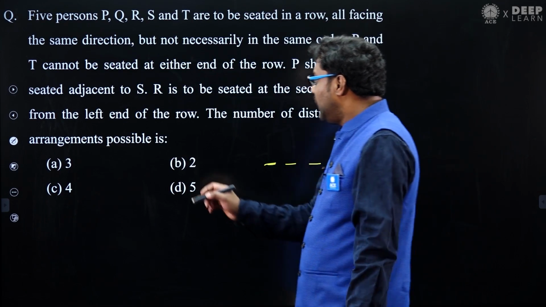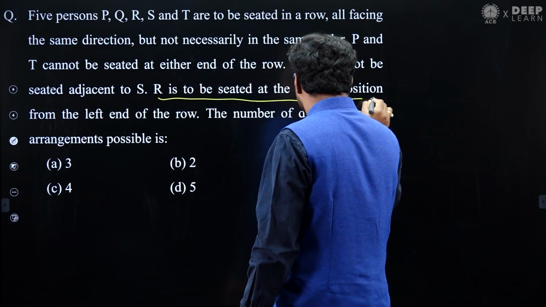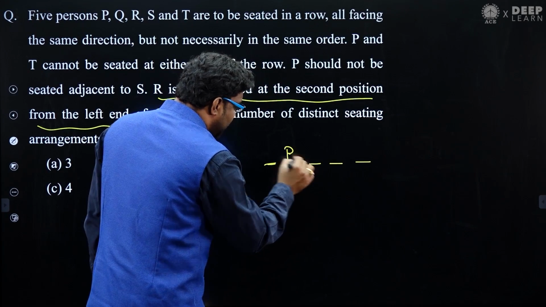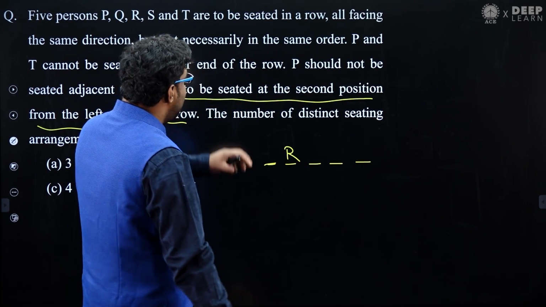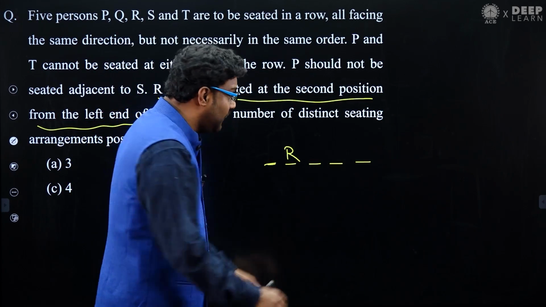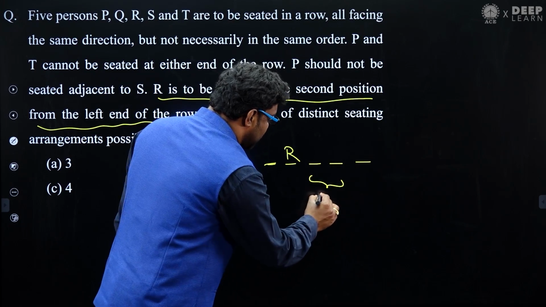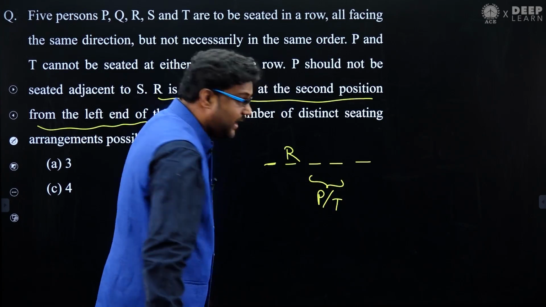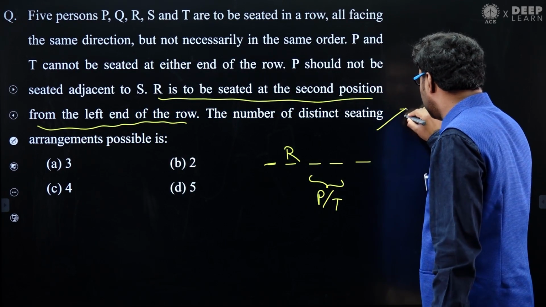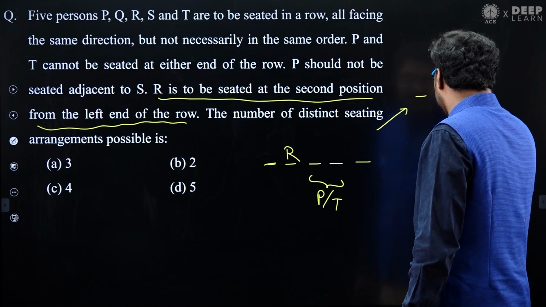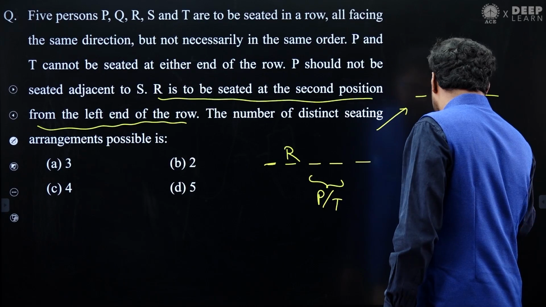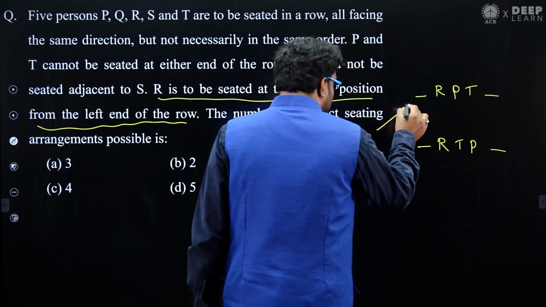Okay, but one thing fixed is R is to be seated second position from the left end. See, R's place is fixed here. And we know P and T cannot be seated on either end of the row, which means P and T should occupy these places. So what are the possibilities you see? P and T occupy those places: blank R, PT blank, or blank R, TP blank. So these are the 2 possibilities first of all.